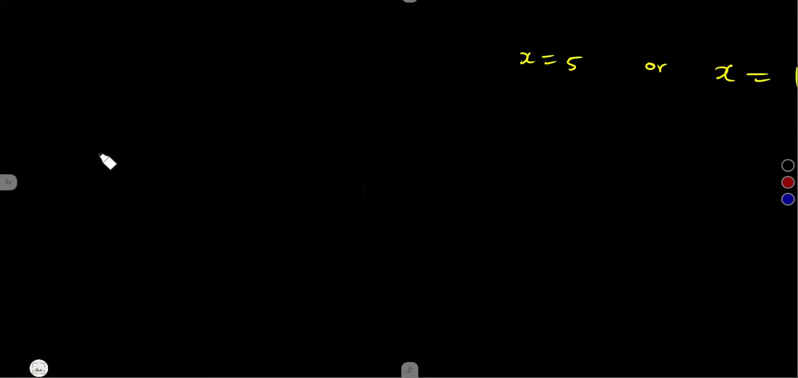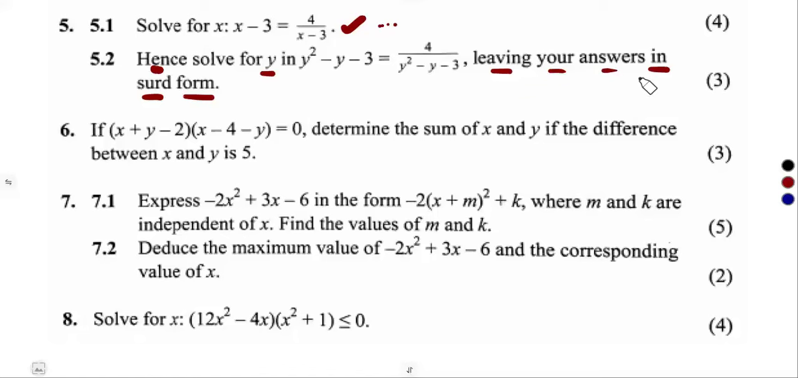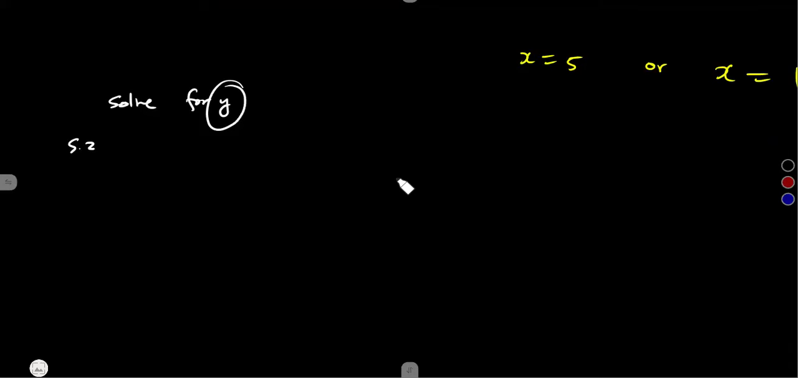All right, no problem. So on our 5.2, it's true that we are supposed to continue from 5.1. But as we continue on 5.2.1, we are supposed to solve for y, as we are given there. And our answers are supposed to be in surd form, which is not a problem.